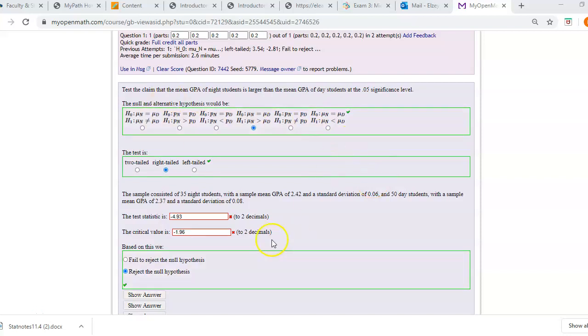All right, so let's look at this one. Since your null has one mean equal to another mean, it means the difference between the two is 0. So let's keep that in mind as we get ready to do the test statistic.